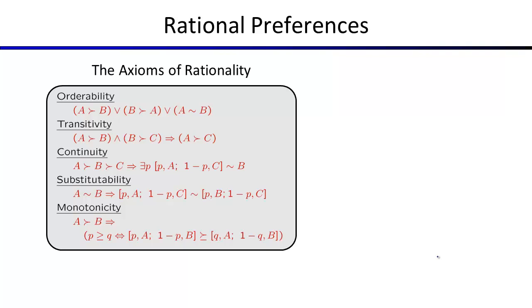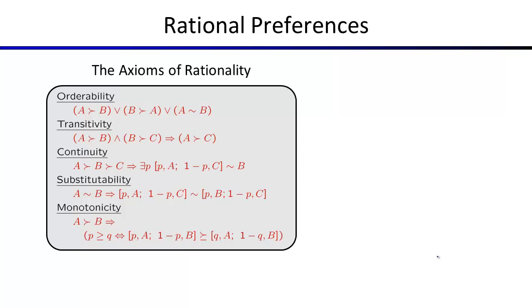Transitivity we just talked about. Continuity. Continuity says that if A is good and C is bad and B is somewhere in between, then there should be some lottery between A and C at which you're indifferent between that lottery and B. Some mixture of the good thing and bad thing should equal the middle thing. Now, which mixture, which exact probability? We'd have to figure it out.